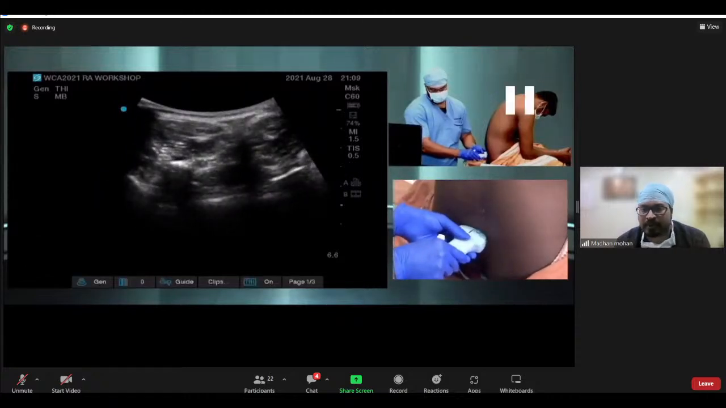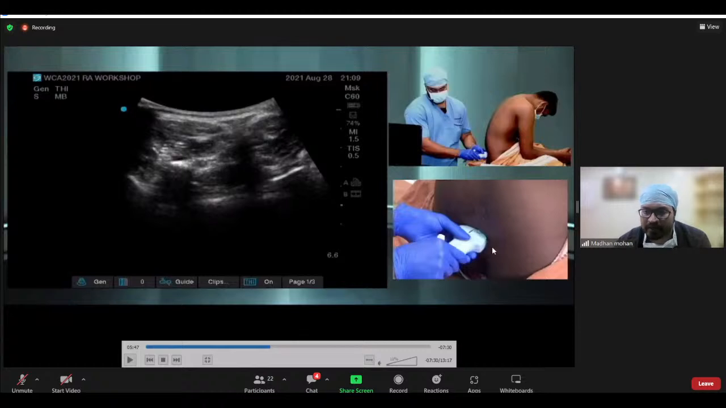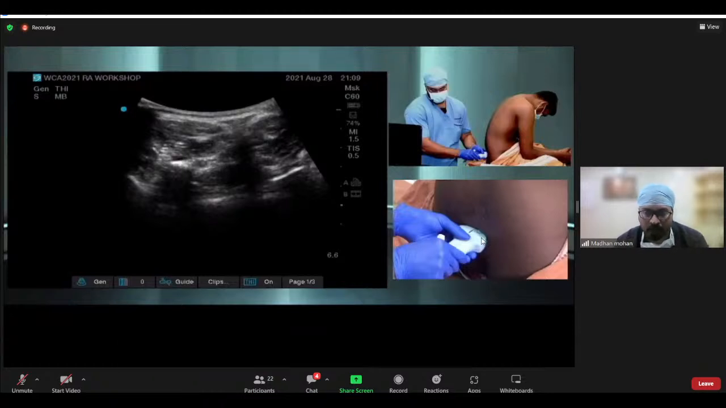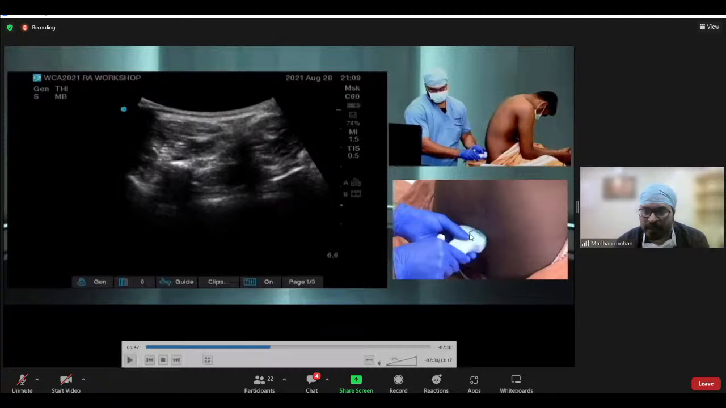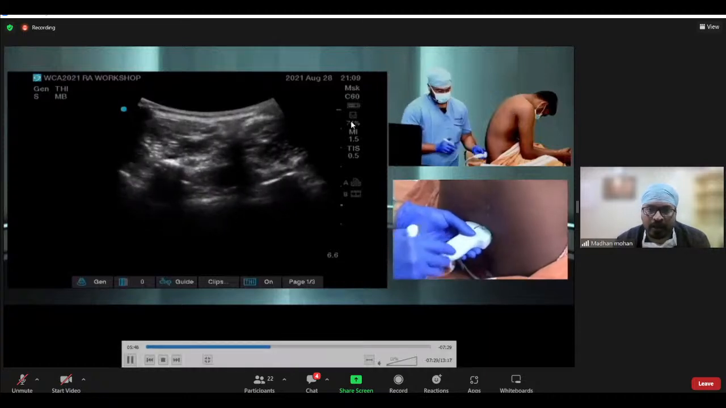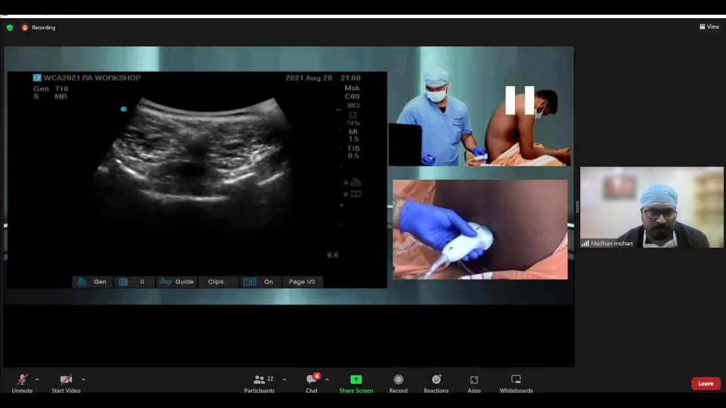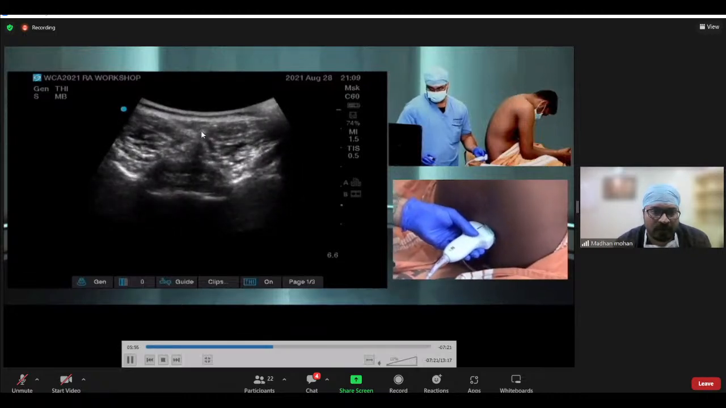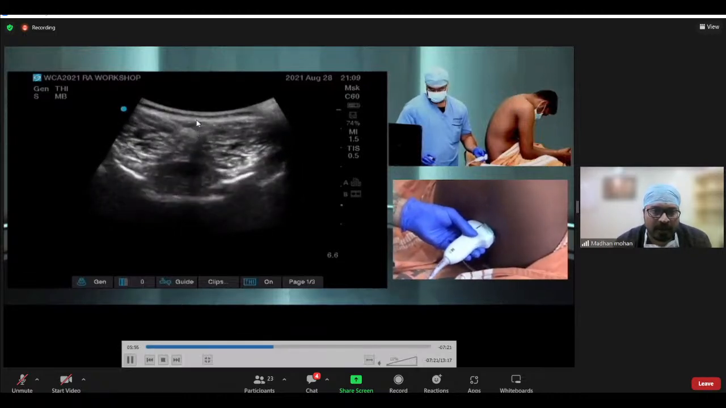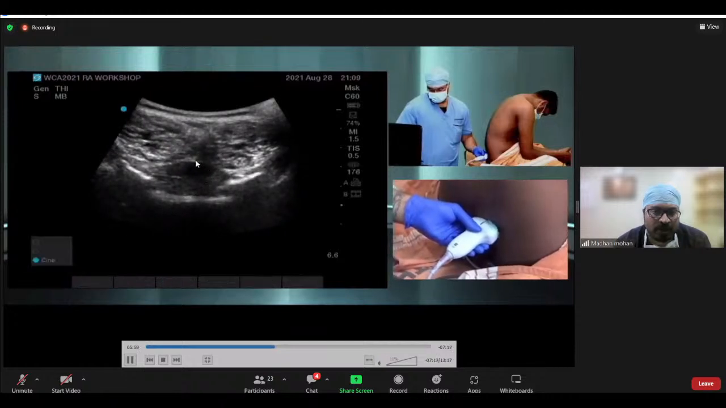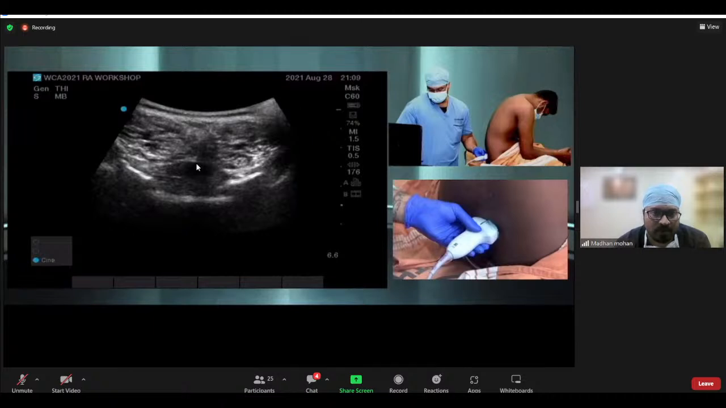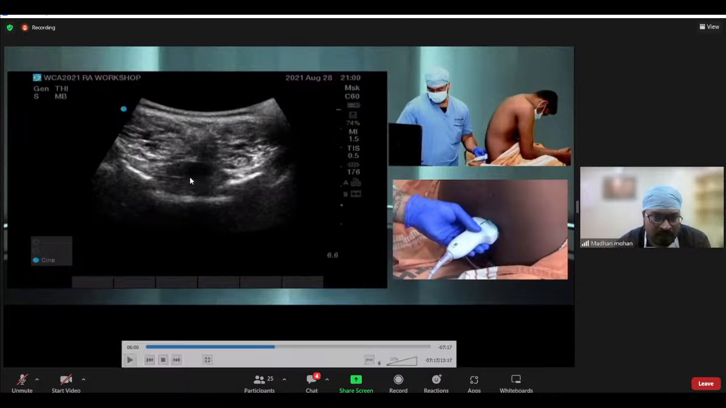Then the second line, mainly to identify the midline. So after identifying this first line, you rotate the probe and keep it transversely and try to get the spinous process view or interspinous view. Here we are getting the interspinous view. In the midline, we are trying to see the posterior complex. This is the posterior complex. The anterior complex is lying over here. This is the thecal content.